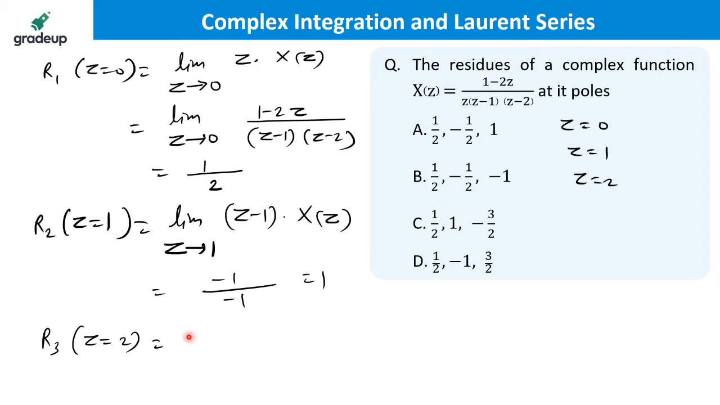z equal to 2. So this z minus 2 will be eliminated. 1 minus 4 is minus 3, and 2 into 2 minus 1, that will be 2, so minus 3 by 2. So the residues are 1 by 2, 1 and minus 3 by 2.